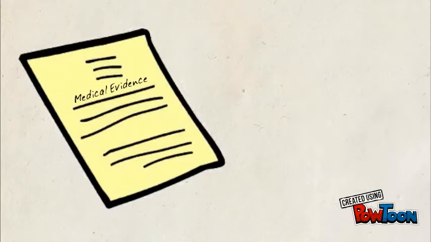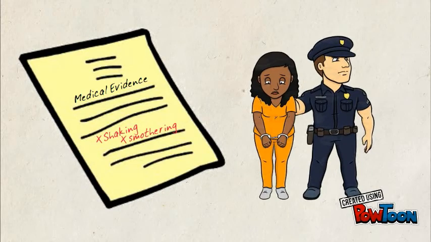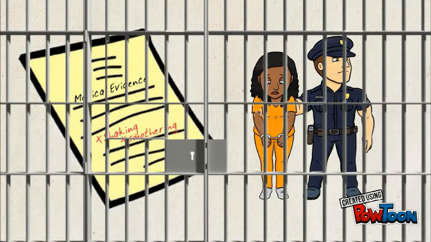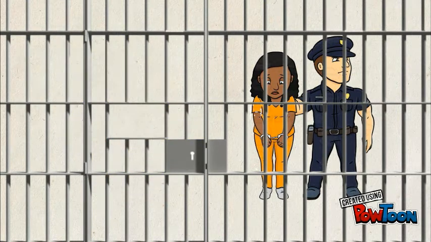They looked at the medical evidence available and found that both deaths were caused deliberately, either by shaking or smothering. All evidence pointed to her. At the end of the trial, she was convicted of murdering both of her children and received 2 life sentences.